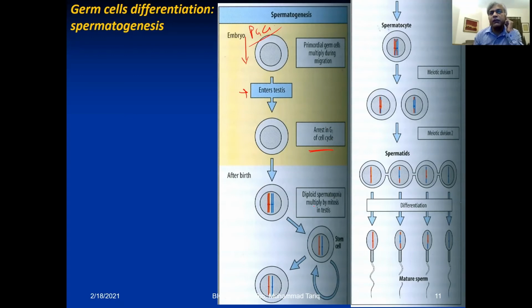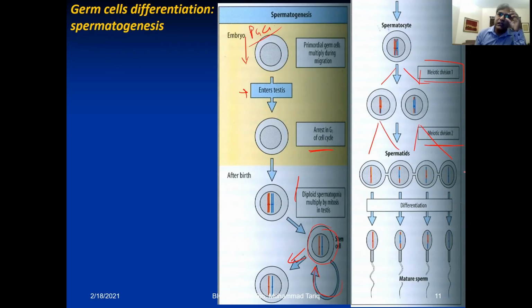you now have a still diploid spermatogonia, which multiplies by mitosis in the testes. This division involves a stem cell-like division, where one cell will produce another stem cell, which will remain diploid and keep producing itself, an asymmetrical cell division, and the other one enters into meiosis. Once the spermatocyte enters meiosis, it passes through meiosis one, which is when you have reduction of the chromosomes, and then meiosis two. The end result of meiosis is that these two cells divide equally like mitosis, and we have haploid cells.